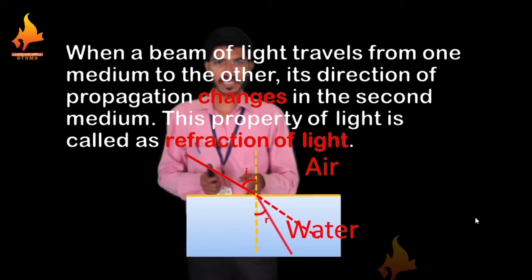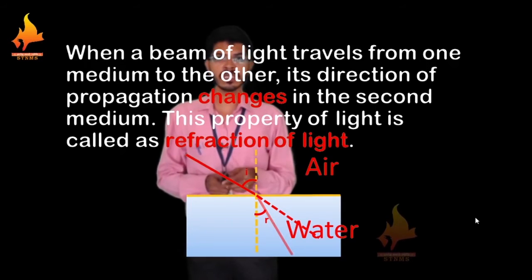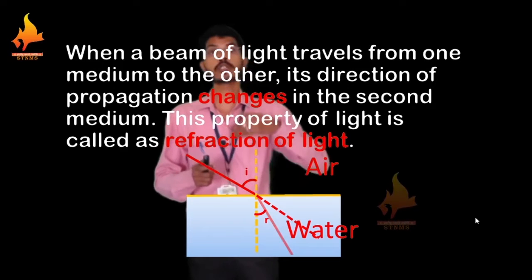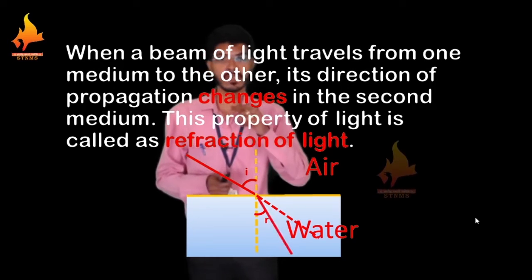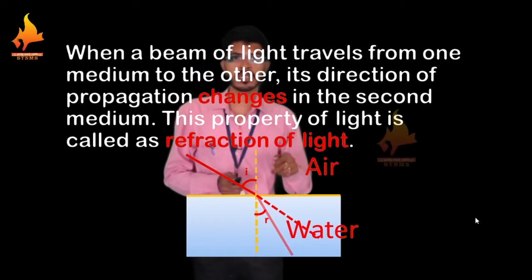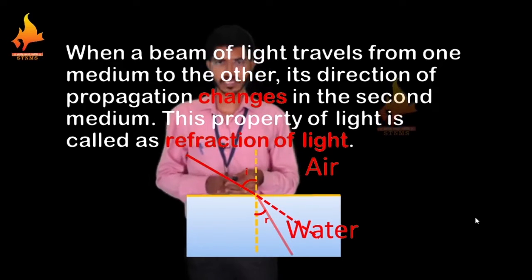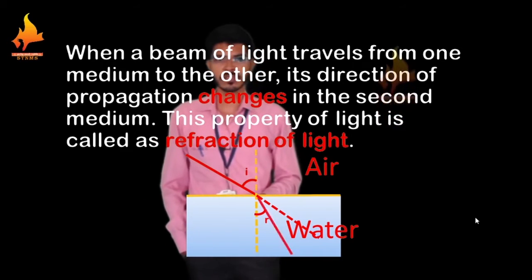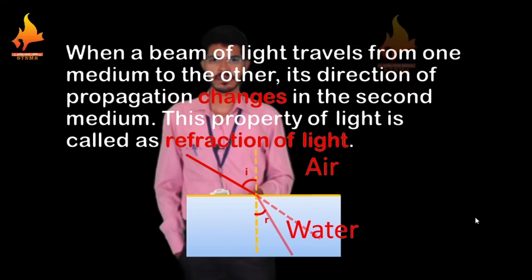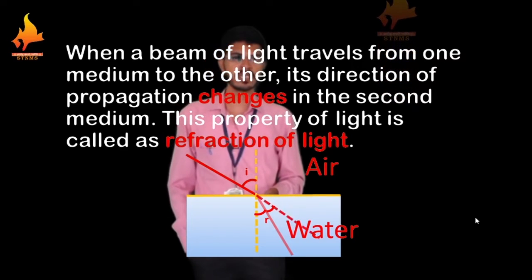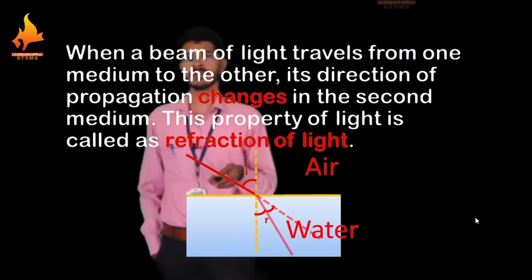So this is the actual ray, the one which is blinking is the actual ray. But what should be the actual ray? The one which is the dotted line. But we didn't get it. It's because of the refraction of light. Yes, you can clearly see the difference here.